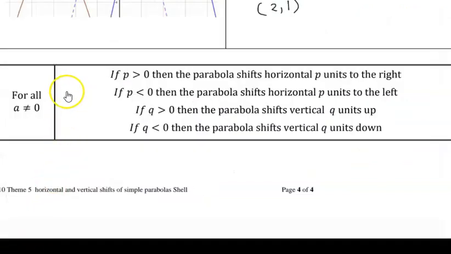We can then summarize for all A unequal to 0. Remember, we're just dealing with quadratic equations here. If P is positive, then the parabola shifts P units to the right. If P is negative, then the parabola shifts P units to the left. It goes with the sign of P. If Q is positive, then the parabola shifts vertical Q units up, and if Q is negative, the parabola shifts vertical Q units down. It also goes with the sign of Q. And that deals with vertical and horizontal shifts of simple parabolas.